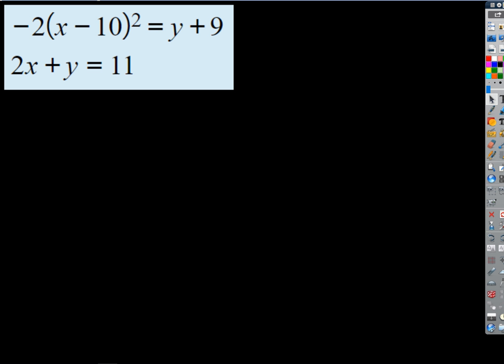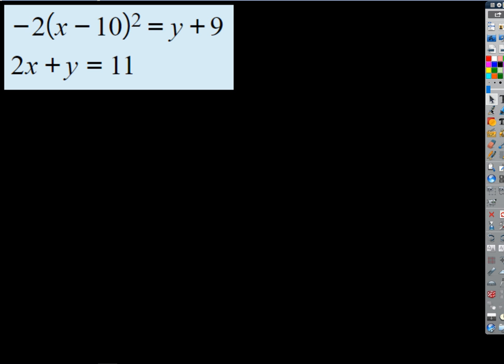Okay, so let's do this algebraically. What variable do we want to substitute here? In the quadratic one, right? We want to substitute something into the quadratic one. Which one probably do we want to do? Y. Bottom one, solve for y. Good, right, because we have a y by itself.